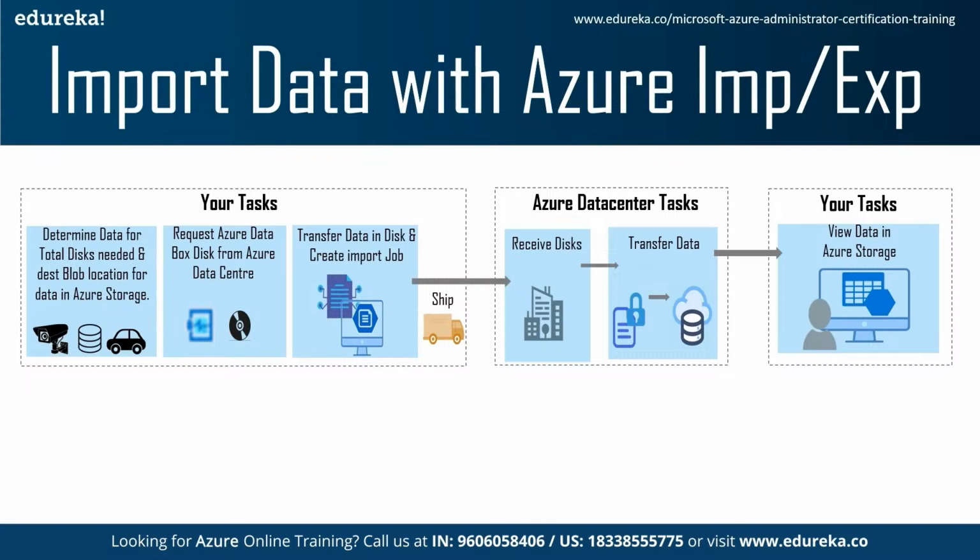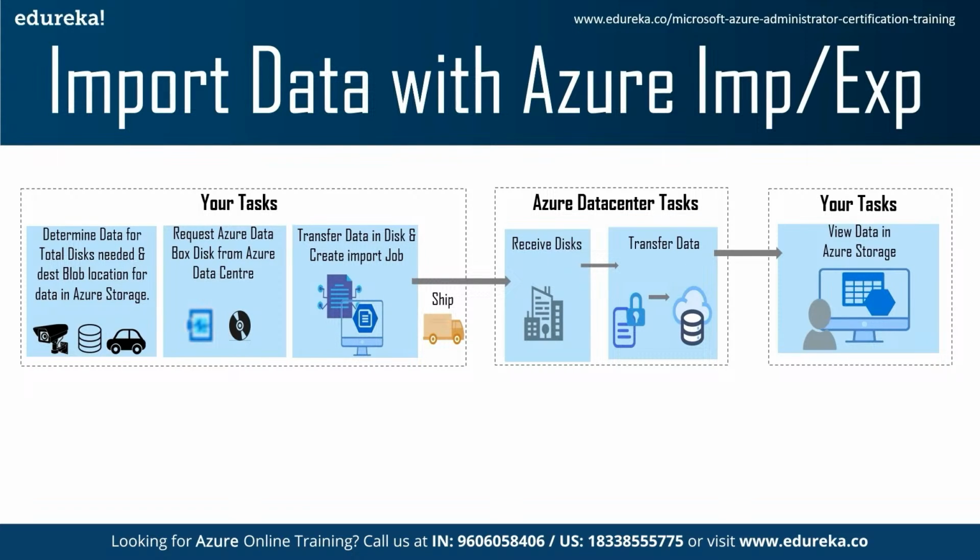You have to complete the following steps. First, determine the data to be imported, the number of drives you need, and also the destination blob location for your data in Azure storage. Then the second step is to request an Azure Data Box disk from the Azure Data Center. Use the WA import export tool to copy data to disk drives. Encrypt the disk drives with BitLocker, or you can prepare the disk by yourself.